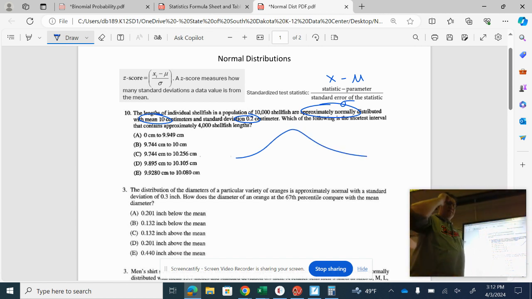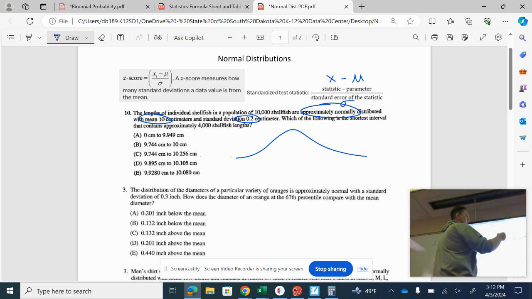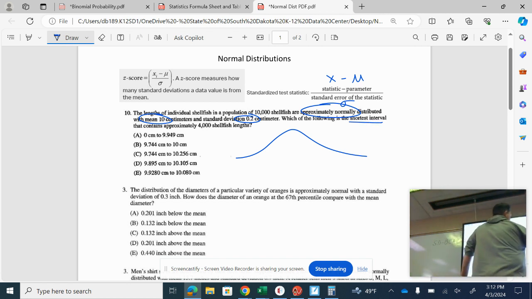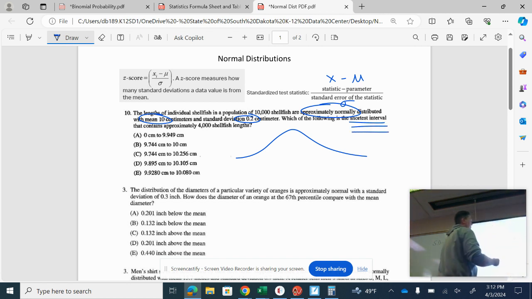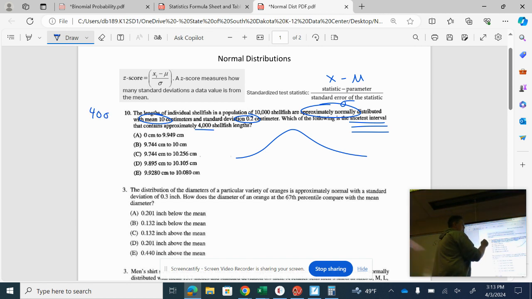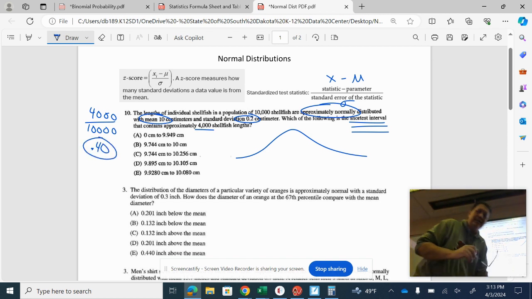And this one is a little bit different because it's got a little bit of extra thinking that we have to do. It says, which of the following is the shortest interval? That's going to be key to the problem that contains approximately 4,000 shellfish. Now, it's 4,000 shellfish out of 10,000, which if you divide that out, that's 40%. Okay, so we're looking for a distance that contains 40%.